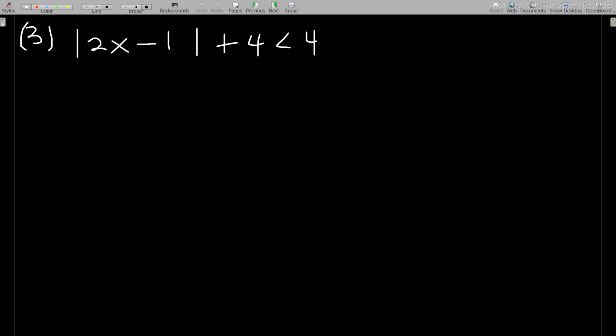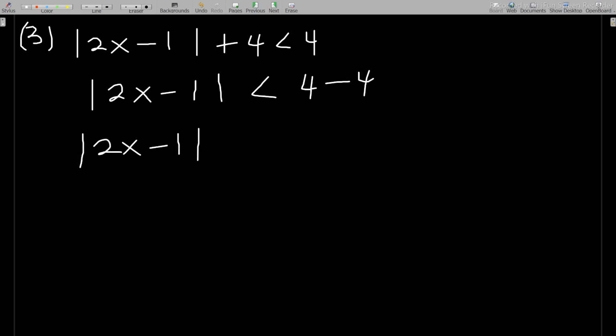Now to solve for x in this, first of all, you are supposed to isolate your absolute value, and in doing so, this is what you do. You solve it like you are solving a linear equation. Okay, so 4 minus 4, then I have the absolute value of 2x minus 1 less than 0.